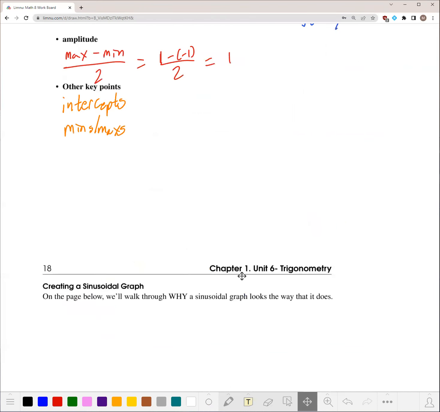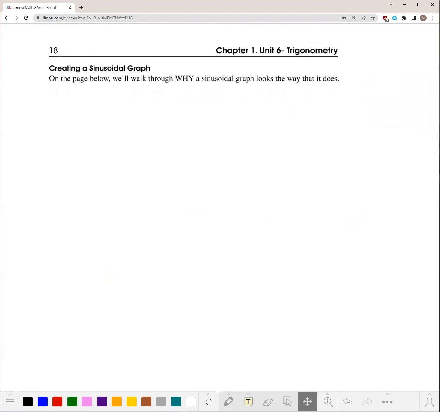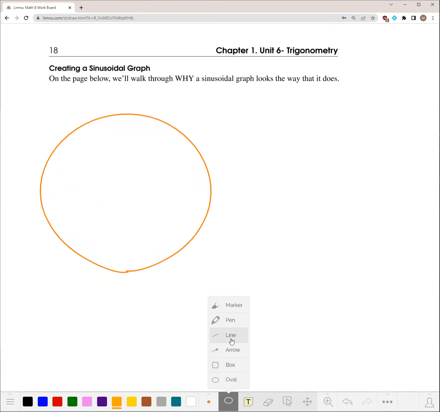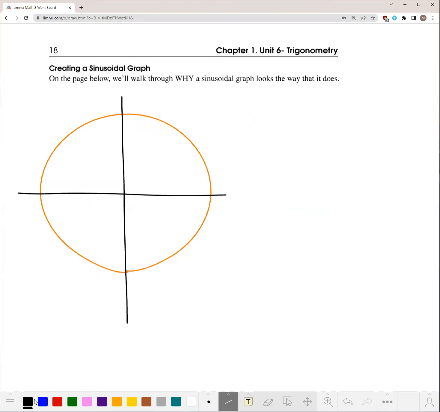So let's talk about how this graph actually comes to be. I'll go ahead and draw a circle here, and then I'll draw an axis through it. Line, I don't know why I chose that color, but whatever. Okay. So if I take a look at a function like, and actually I'll draw another one over here. This is our sinusoidal graph, we'll say. So let's say I take a look at the function y equals sine x.